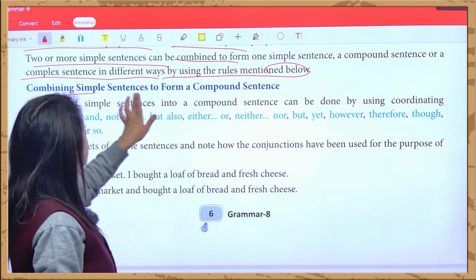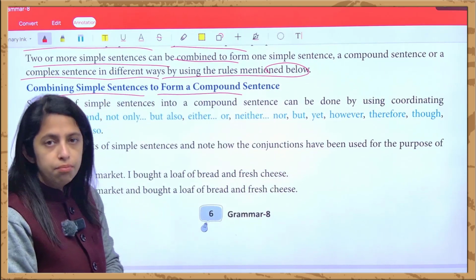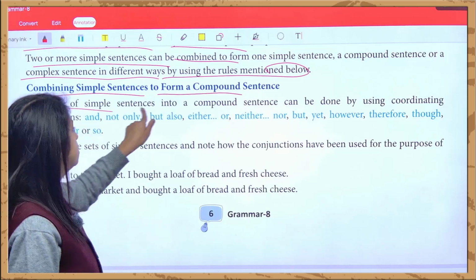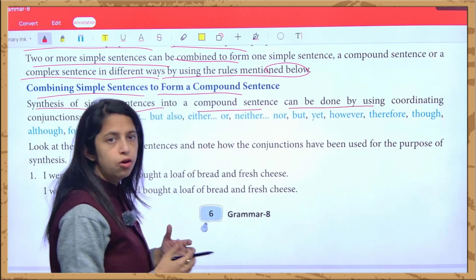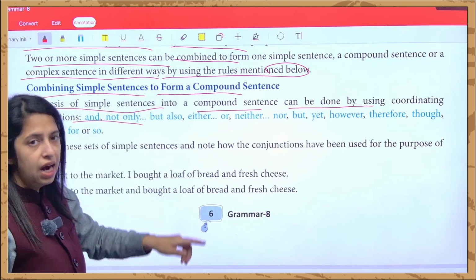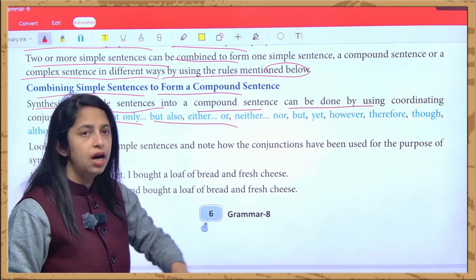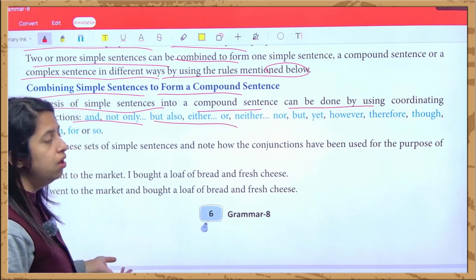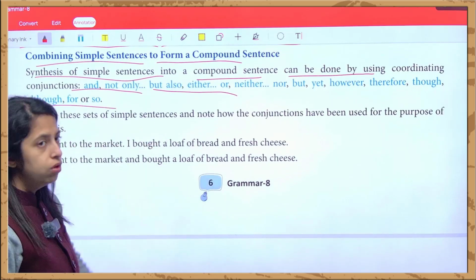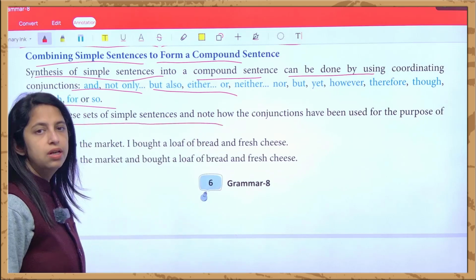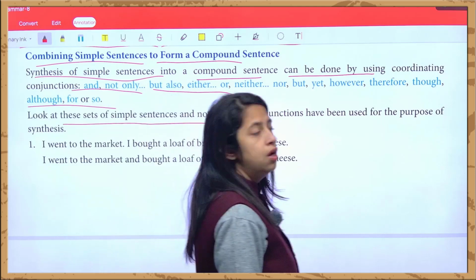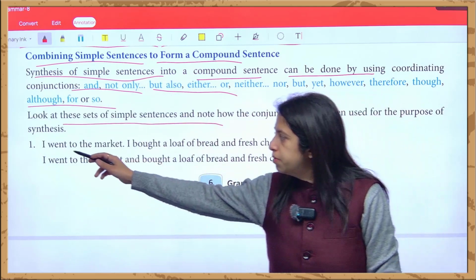First is joining simple sentences to form a compound sentence, the synthesis of a simple sentence into a compound sentence. It can be done by using coordinate clauses like and, not only, but also, either or, neither nor, but, yet, however, therefore, though, although, for, and so, right? Look at these simple sentences and note how these conjunctions are used for the purpose of synthesis.